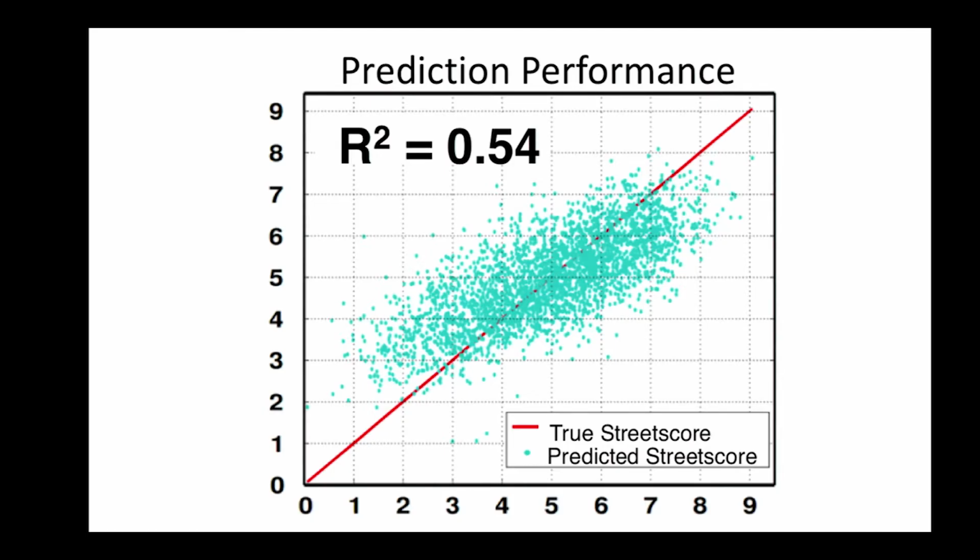In this case, you get an R-square fit of about 50%, which is a measure of how accurate the fit is between real and predicted data. And for an application like this, that's a pretty good performance for an algorithm.